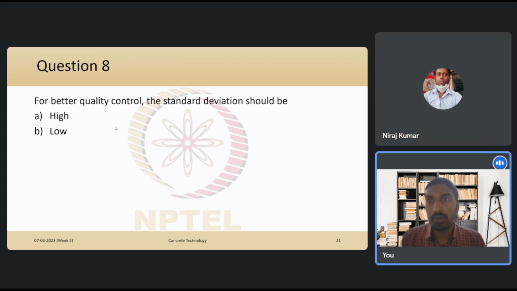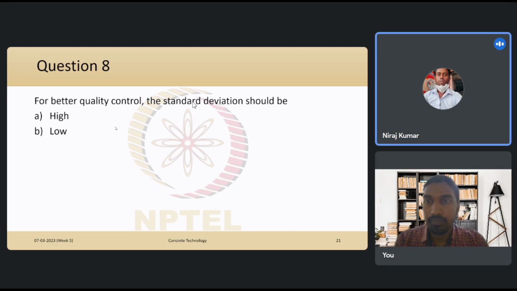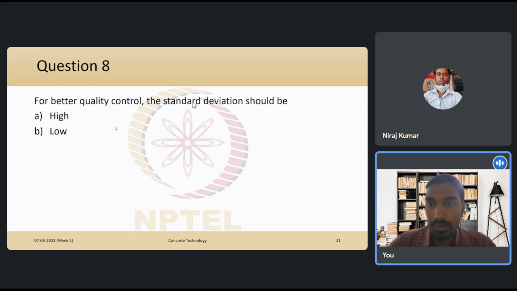Okay, so question 8: for better quality control the standard deviation should be, option A is high, option B is low. Can we have an answer? What do you think? Should the standard deviation be higher or lower to have a better quality control? This is related to the standard deviation of the strength variation that we saw earlier.